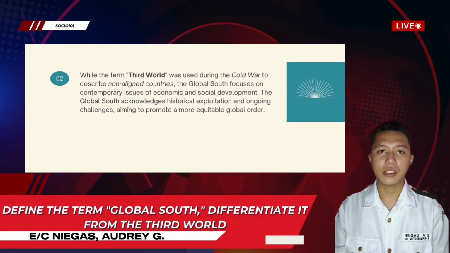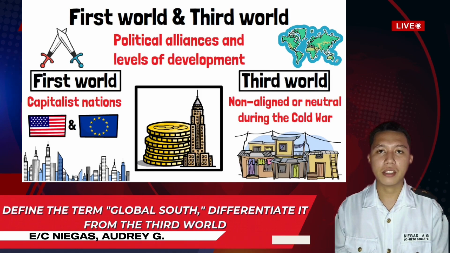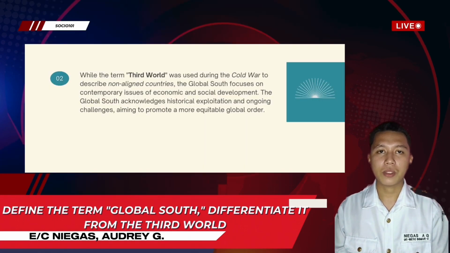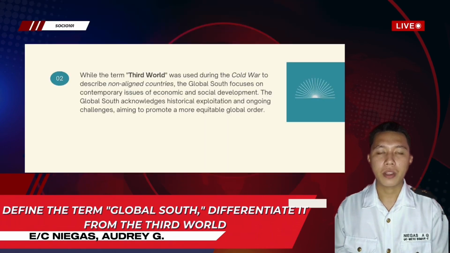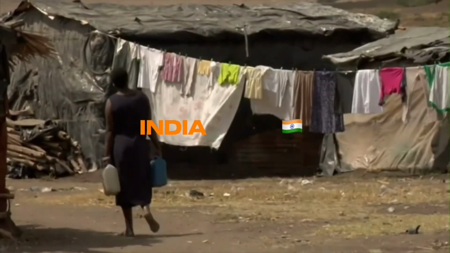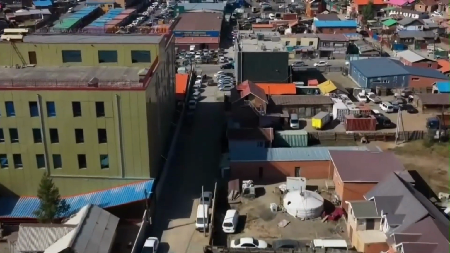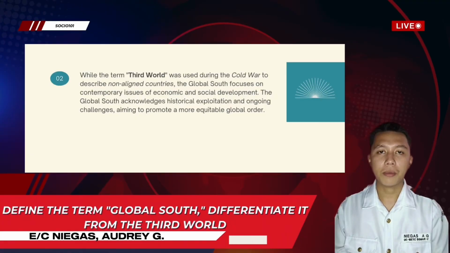Difference from the Third World. While the term Third World was used during the Cold War to describe non-aligned countries, the Global South focuses on contemporary issues of economic and social development. The Global South acknowledges historical exploitation and ongoing challenges, aiming to promote a more equitable global order. For example, India, once classified as a third world country, is now part of the Global South. This shift in terminology reflects India's economic growth and its ongoing development challenges.